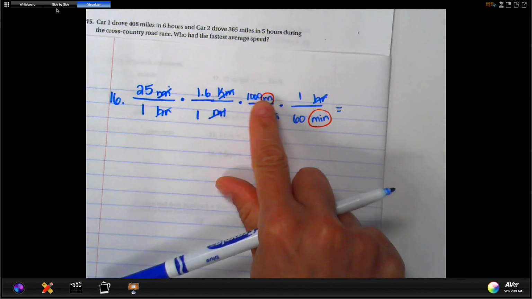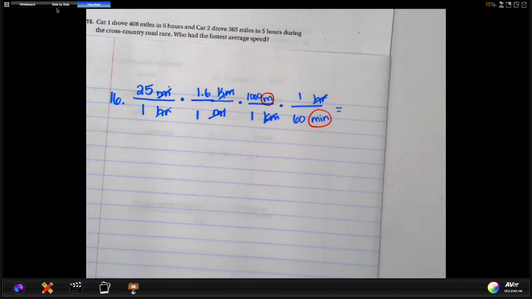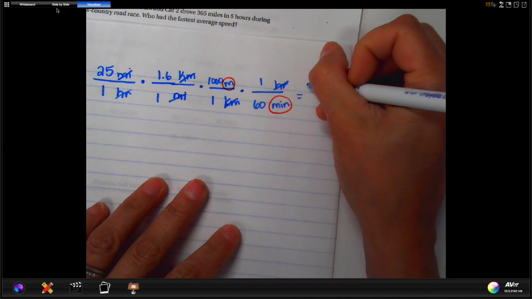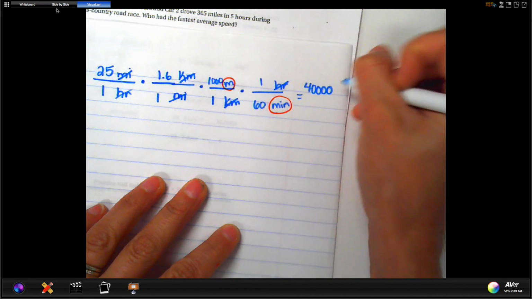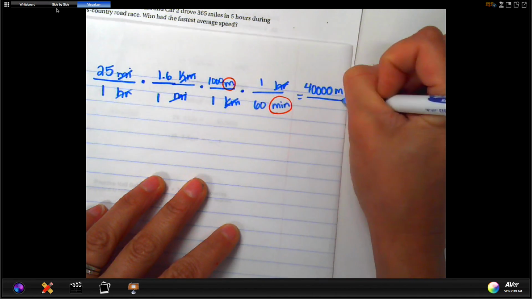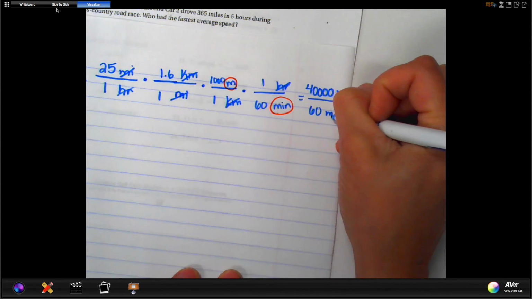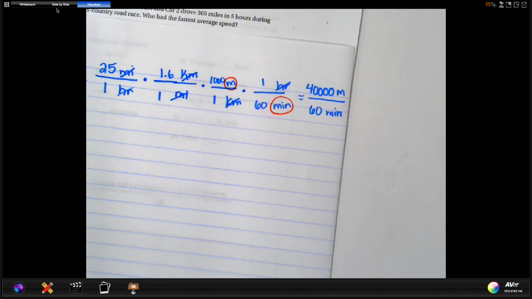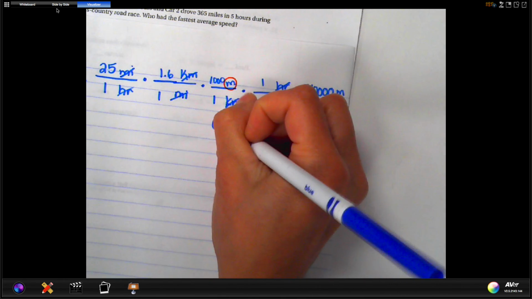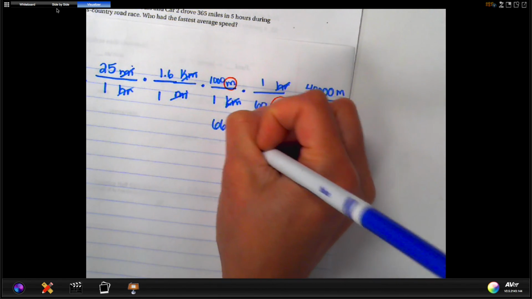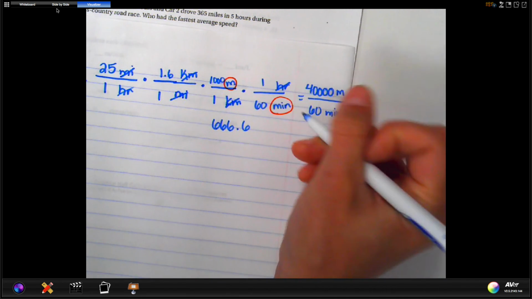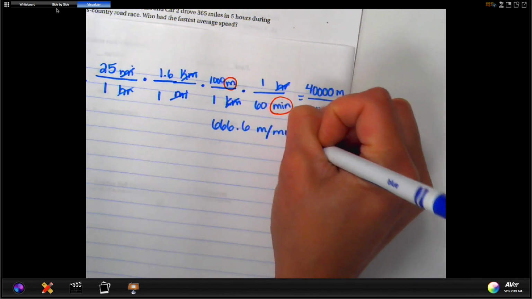Top times top times top times top. 25 times 1.6 times 1,000 times 1 equals 40,000. 40,000 even. And remember, this is now in meters. And the bottom's easy. 1 times 1 times 1 times 60 is 60, right? Okay, last step. Divided by 60. 40,000 divided by 60, what do we get? 666.6 meters per minute. Yeah, that number.